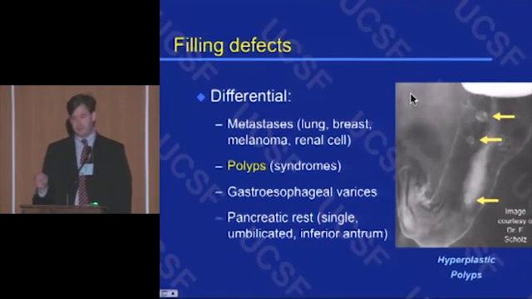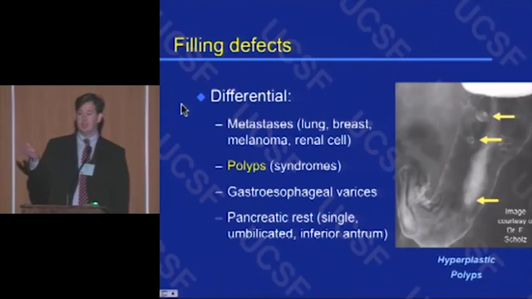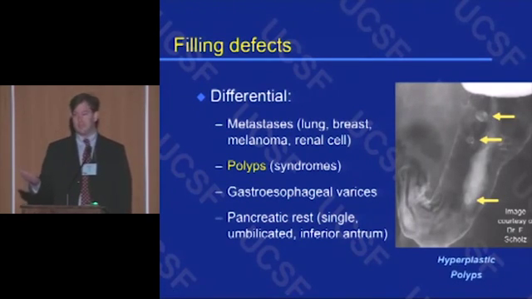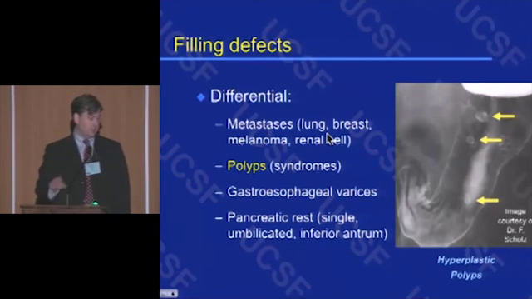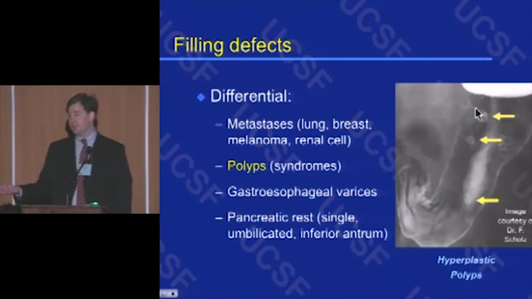So filling defects within the stomach, you always worry about any filling defect we see within the GI tract during your upper GIs. You always worry about cancer, malignancies, or metastasis. So the common ones that affect the stomach are lung, breast, melanoma, and renal cell. Other things you can see are multiple polyps. You can see from hyperplastic polyps, or you can see in the polyposis syndromes.